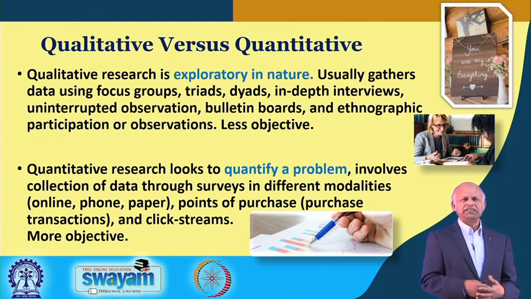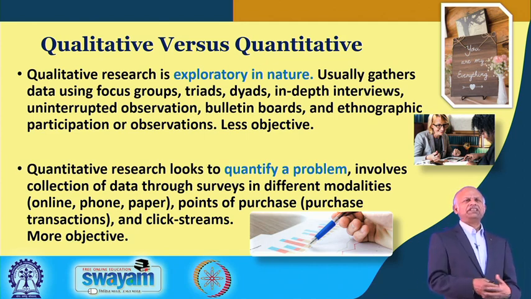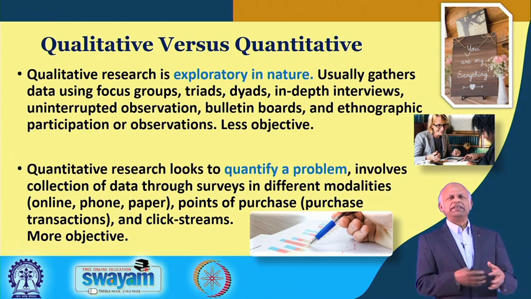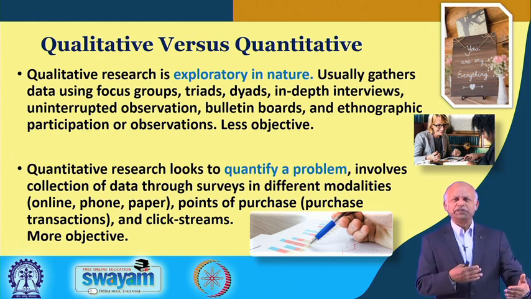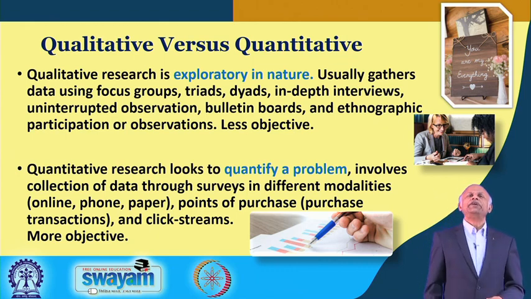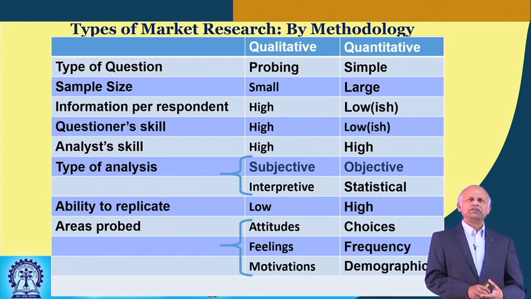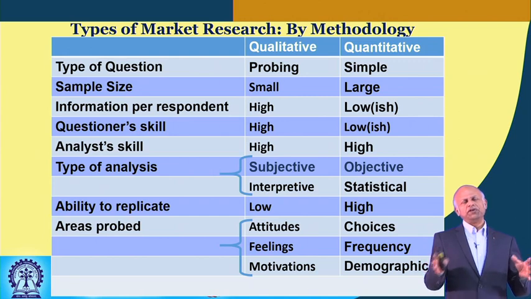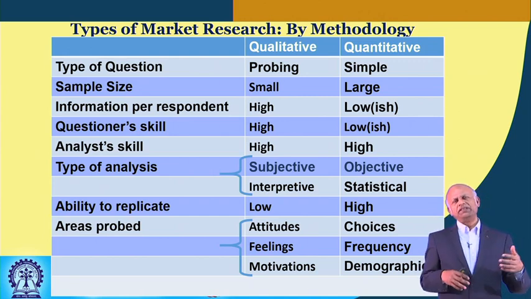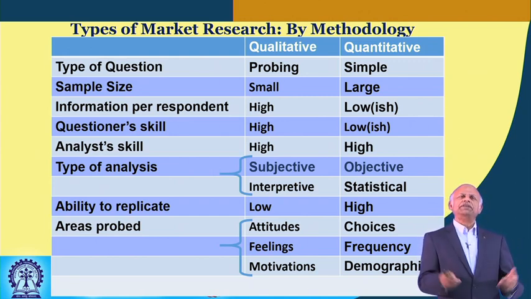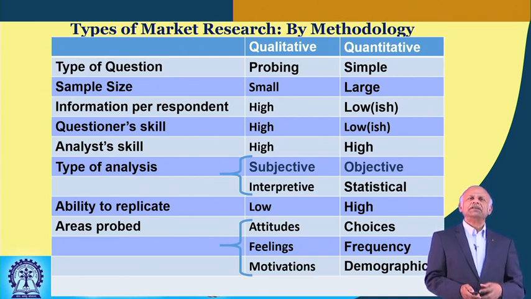involves collection of data through surveys in different modalities like online, phone, paper, points of purchase, purchase transaction and click stream, and more. Like you can send a questionnaire, or you can even at the point of purchase ask the customer 2-3 questions, out of which you can come up with a conclusion. Type of market research by methodology, qualitative and quantitative. Here is a comparative chart that you can use to understand how they are and how they are not.